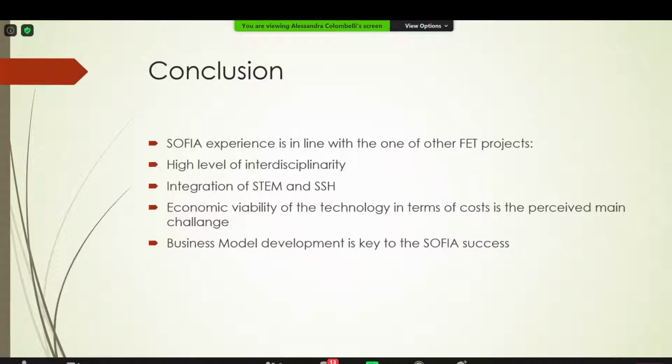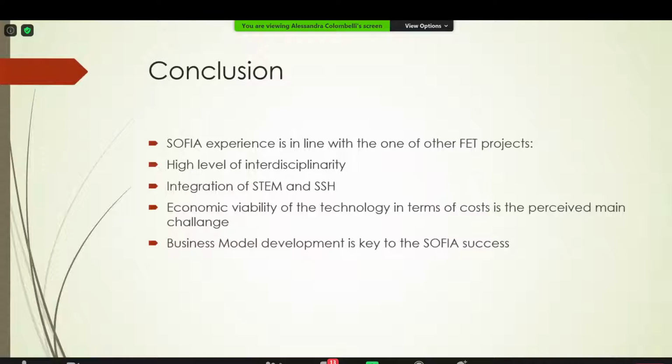So concluding, the SoFiA experience is in line with the experience of other FET projects, in particular with respect to the high level of interdisciplinarity, because within this project we integrate STEM competencies with social sciences competencies. The main perceived challenge has to do with the economic viability of the technology in terms of cost.